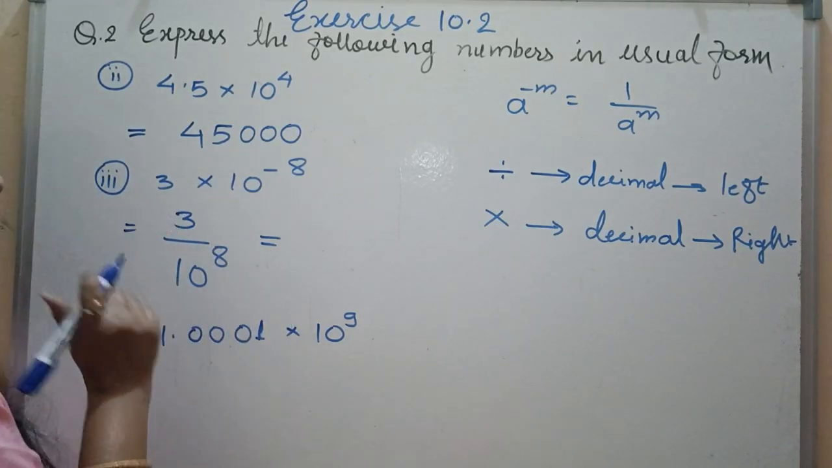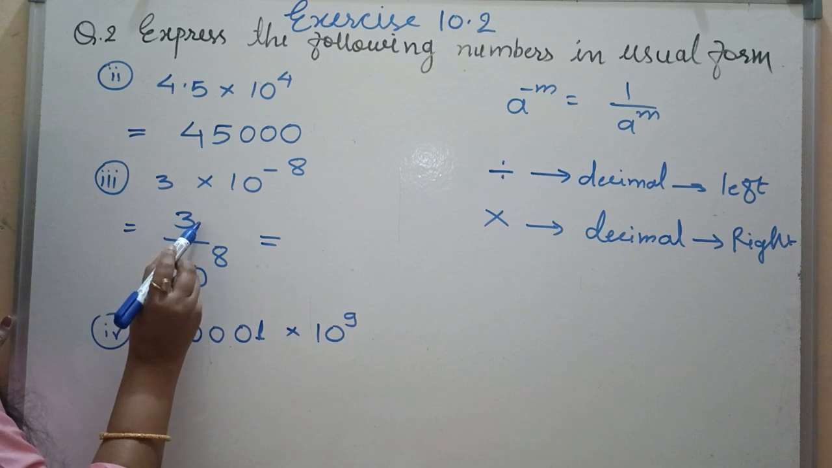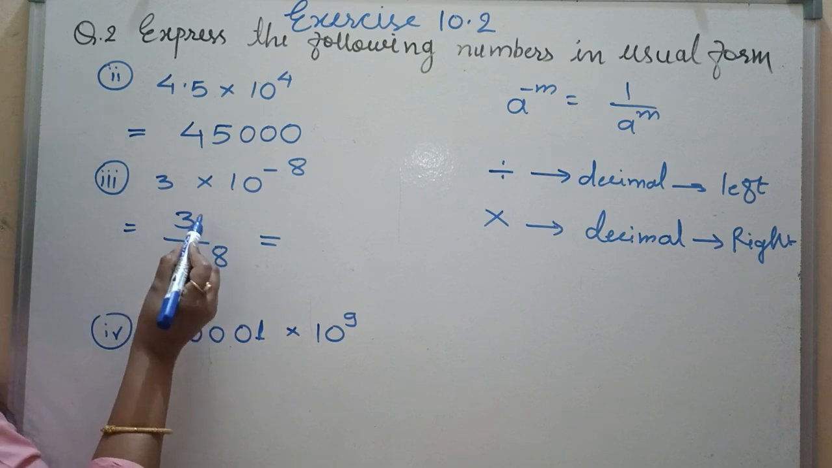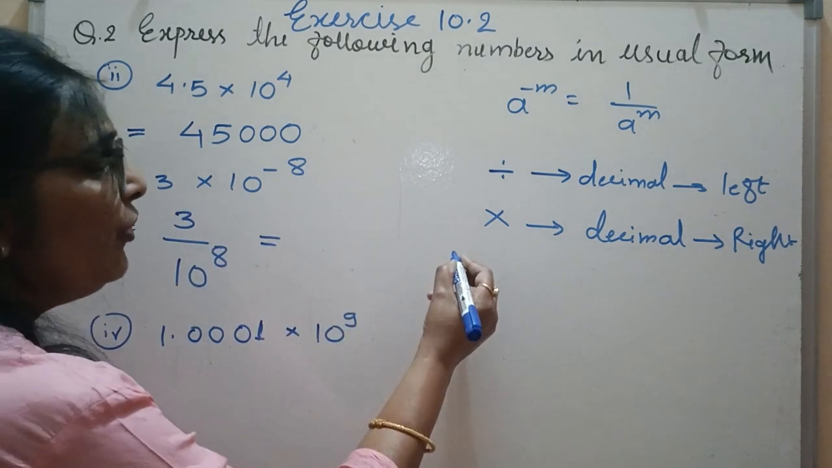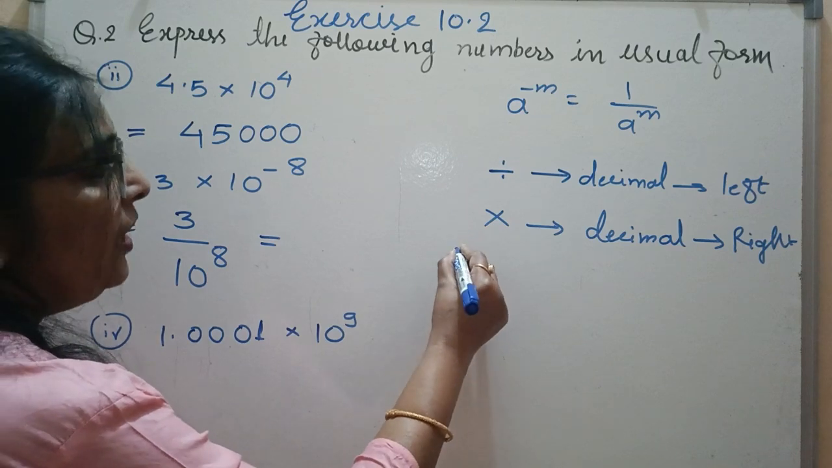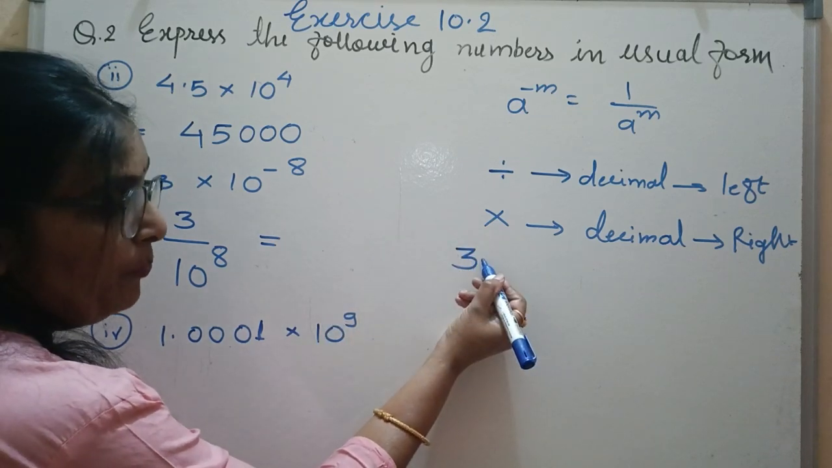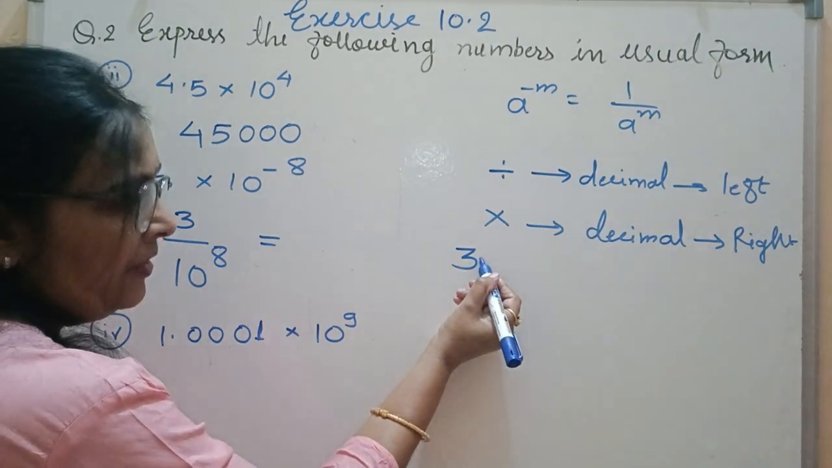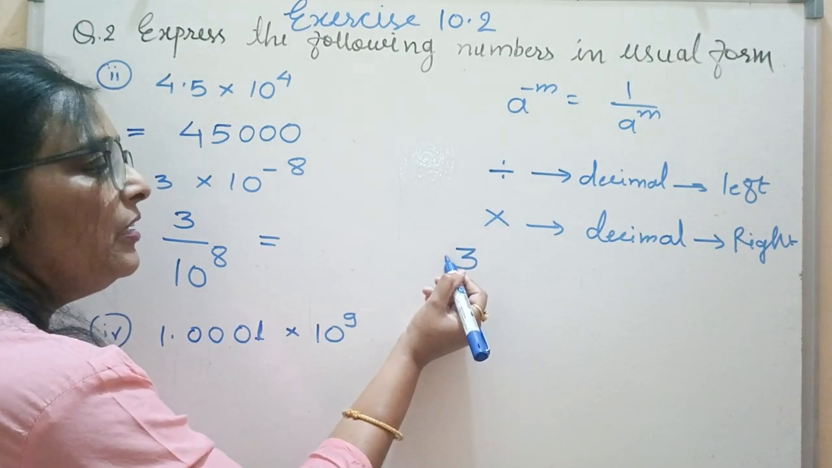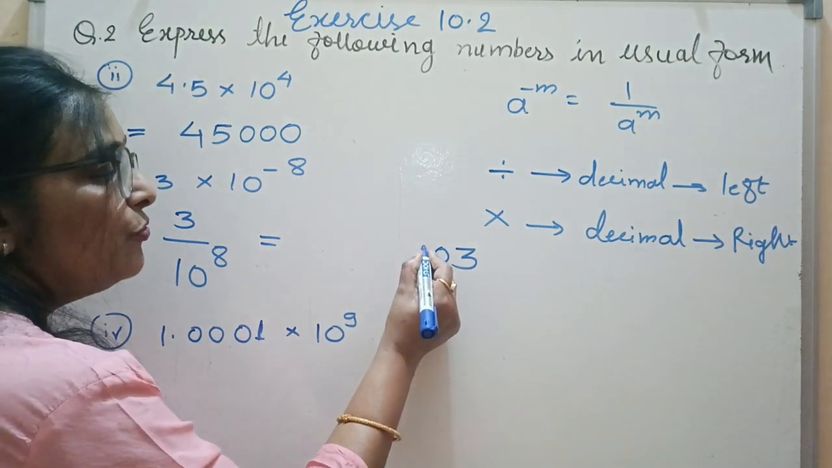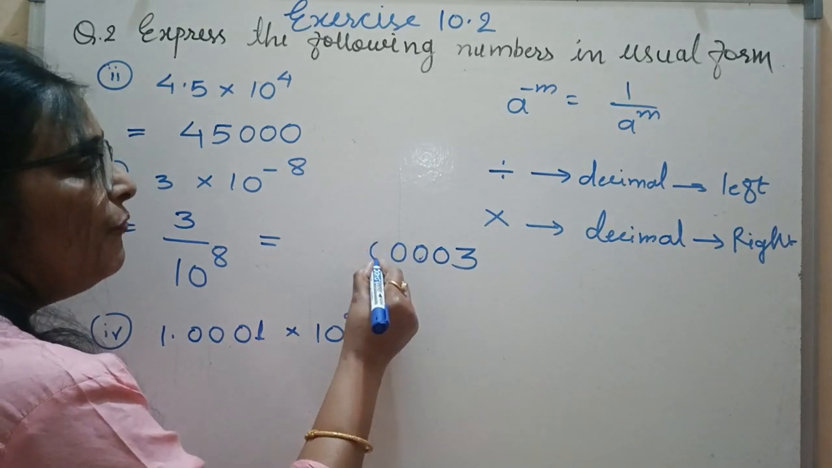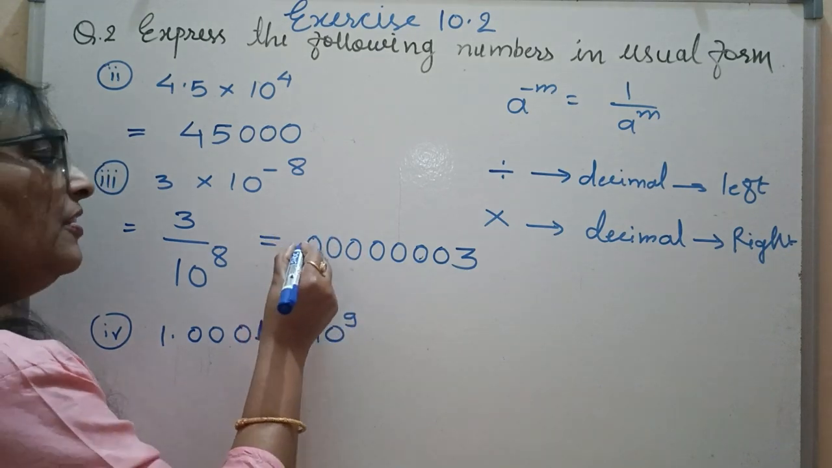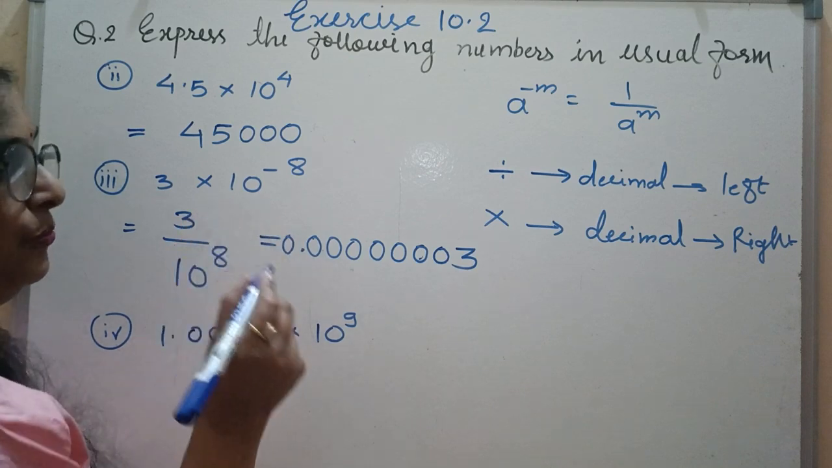Now what is given here? 3. That means your decimal point is after 3. Here. Okay? This decimal point you are shifting towards the left. Got it? So what you will get here? See that 3 I am writing here. Here is your decimal point after 3. that you have to shift towards the left by 8 places. So here is decimal point. Here it will come 1 place, then 2, 3, 4, 5, 6, 7, 8. Here is your decimal point and 0.